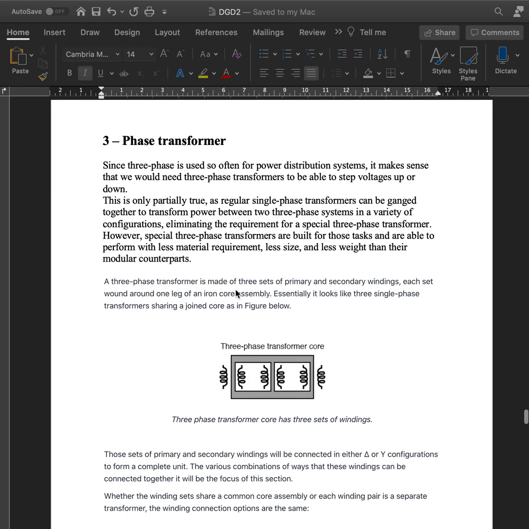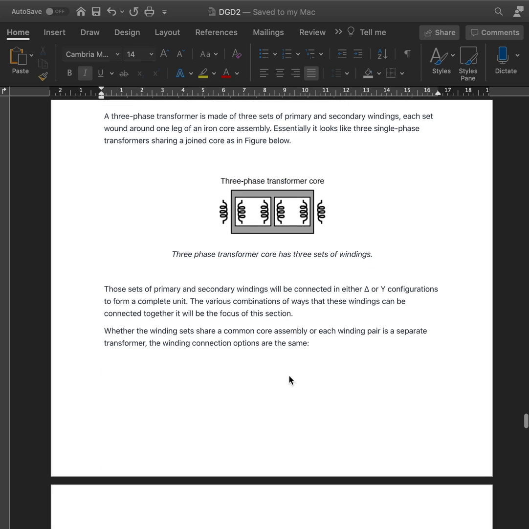Alright, so a three-phase transformer is made of primary and secondary windings wrapped around one leg of an iron core assembly. Essentially, it looks like three transformers sharing a joint core, as we can see from the figure below. The windings here could be connected in two separate ways. One is the Y connection, the other one is the delta configuration. The various combinations can be connected together and we can see how different windings have their own advantages and disadvantages.